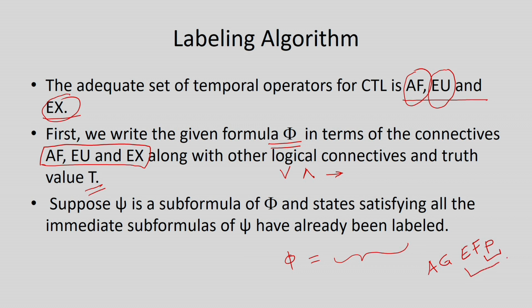So, it is a CTL formula. EF P is another CTL formula, because if phi is a CTL formula, then EF phi is also a CTL formula. Now AG EF P is a CTL formula, because if phi is a CTL formula, then AG phi is also a CTL formula. So, in this case, if phi is the given formula, what are the subformulas we are getting over here?